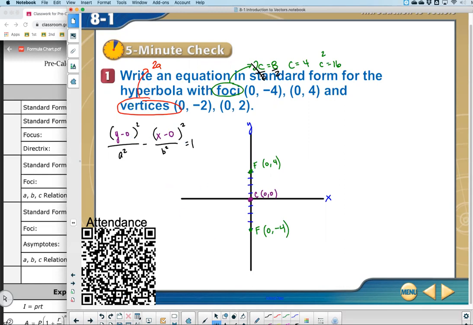The vertices, if we placed, vertices mean 2a. And so when I plot these two, up 2 and down 2, there's a vertex. You can see that it is in fact true that this will be vertical because 2a is going up and down. So since it's moving up and down the y-axis, the a squared is going to be underneath the y squared, as my other vertex at 0, 2.